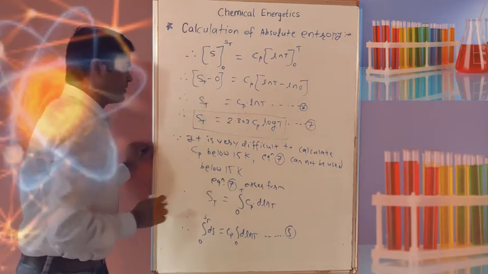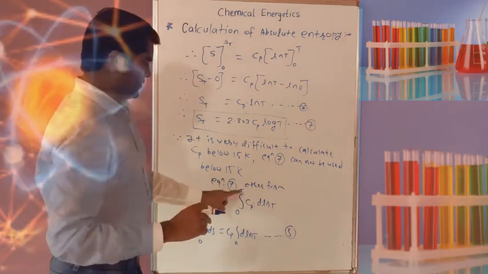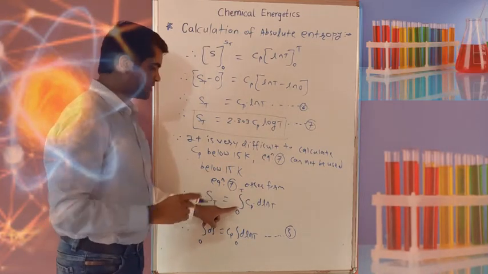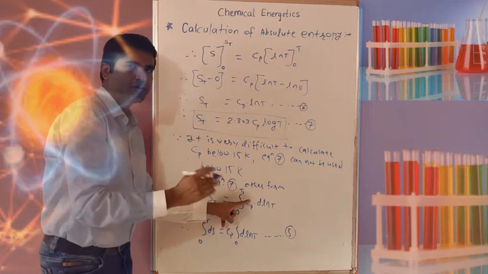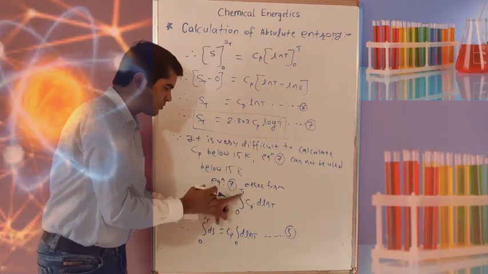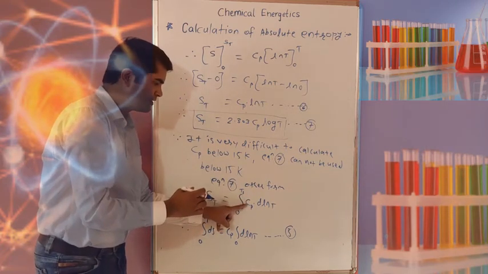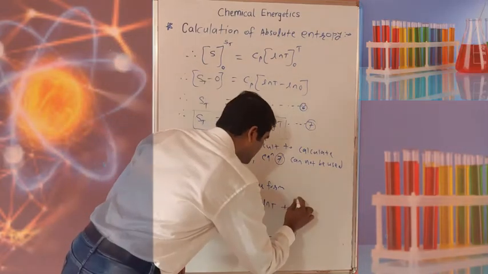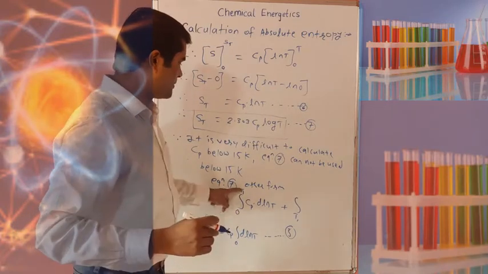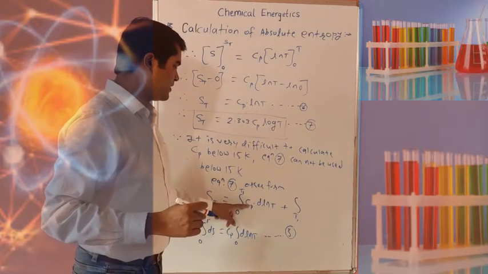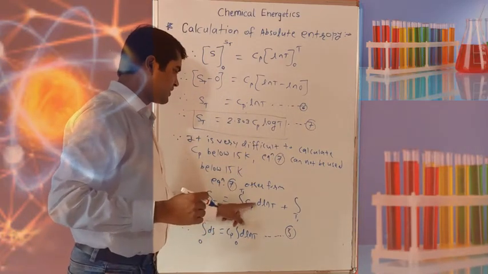This is 0 to T, but from 0 to 15, this Cp is not constant. We cannot take common Cp. So from 0 to T1, Cp is written this way, plus then T1. So T1 is like 15 Kelvin, so 0 to 15 Kelvin. So this Cp we can't take outside the integration. So we can write this way.